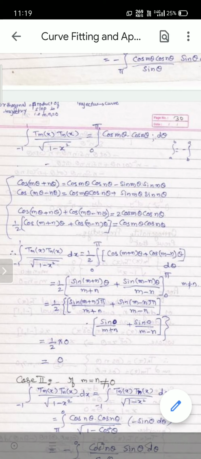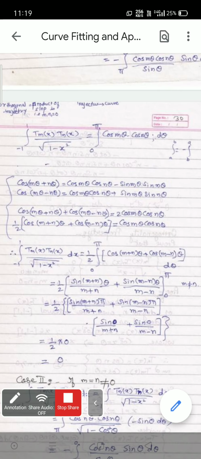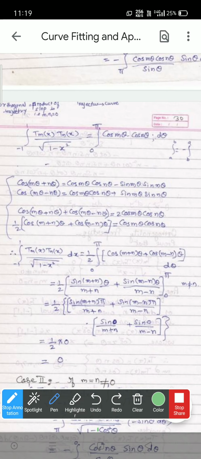So we have this. So 1/2, this is 0 to pi. Since integration from a to b is the same as from minus b to a, this is 0 to pi of cos of (m plus n) theta plus cos of (m minus n) theta d theta.